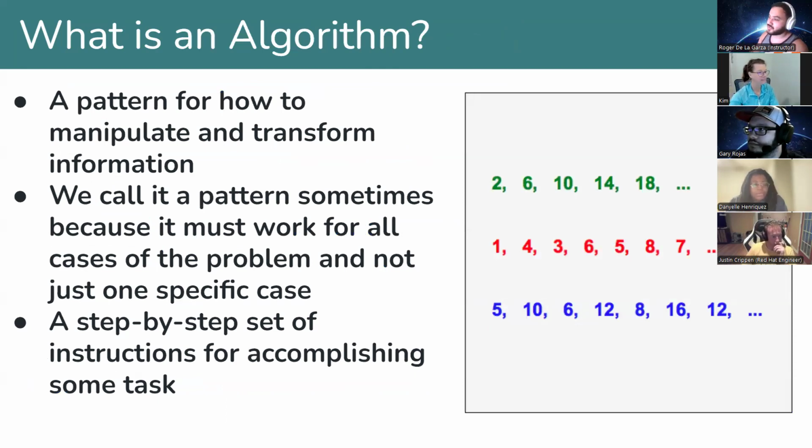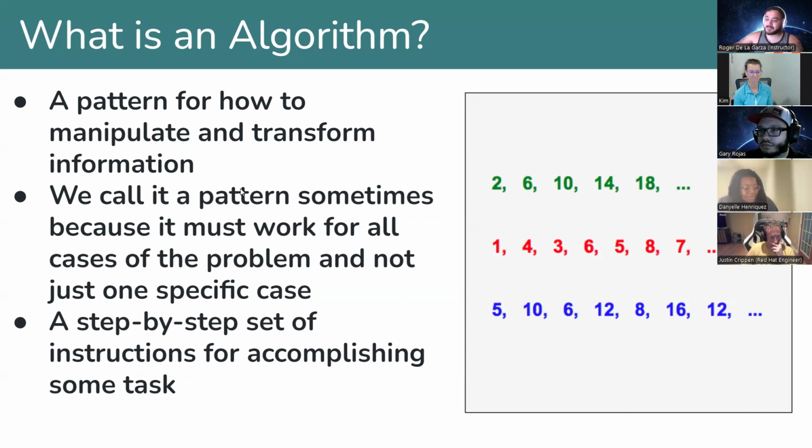So what is an algorithm? A pattern for how to manipulate and transform information. We call it a pattern sometimes because it must work for all cases of the problem and not just one specific case. For those of you who have been doing LeetCode or Codewars, you spend 20 minutes creating this awesome algorithm and you pass the first test, just to find out there are 73 other tests that you are failing. You're like, what the heck? That's because you failed to take into account what happens if the array is empty, or if the array has a million different items in it, or if there are zeros in there. So it's a pattern because it must work for all cases of the problem and not just one specific case. You think you're solving the issue, but come to find out people will always find a way to break your code.